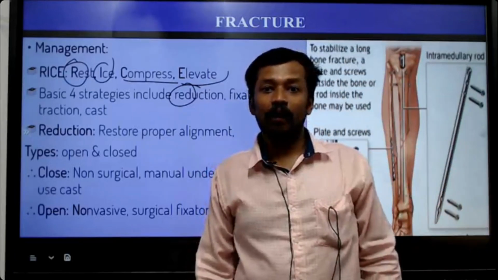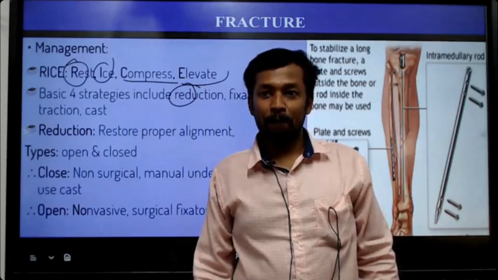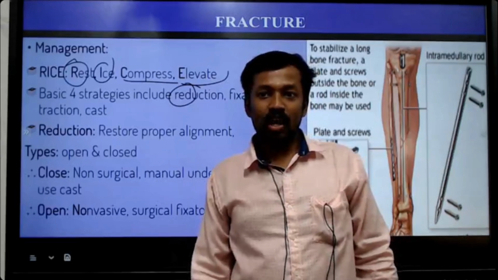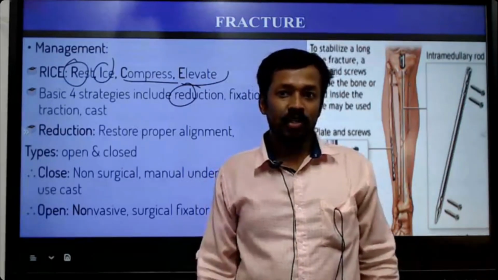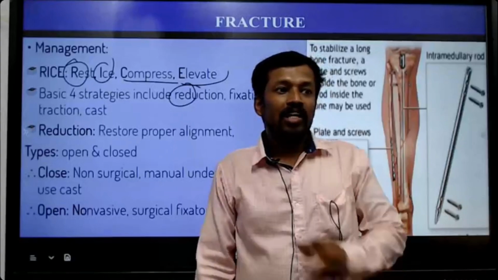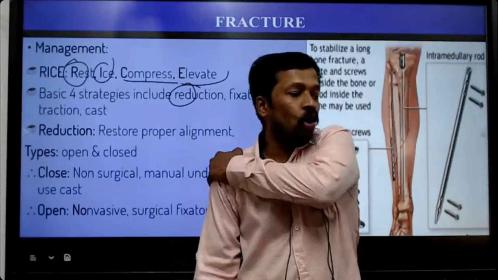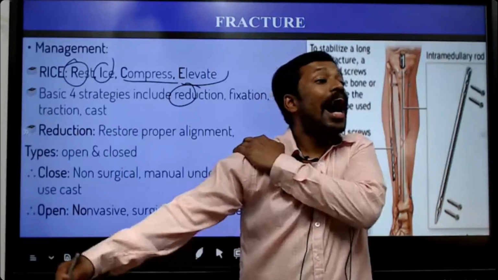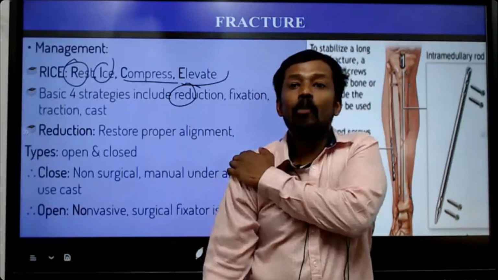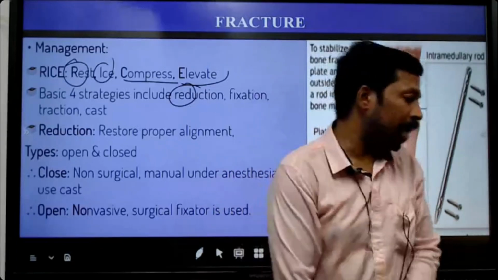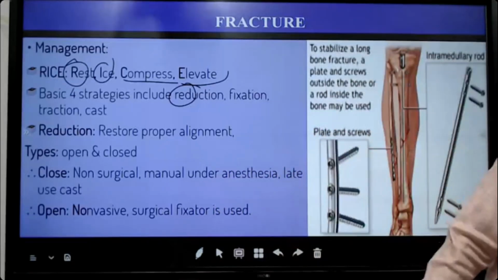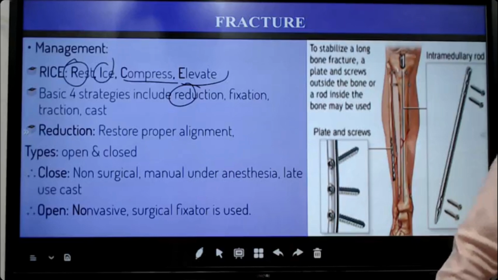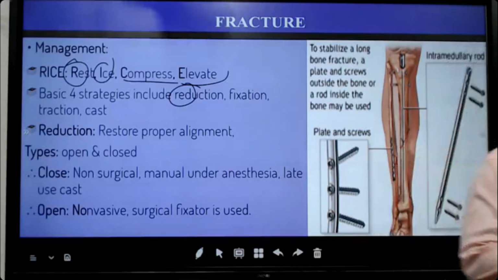Reduction. Traction, counter traction. Reduction is mainly for dislocation. Yes, we have to make it in a proper alignment. What do we have to do for alignment? Okay, just a minute.